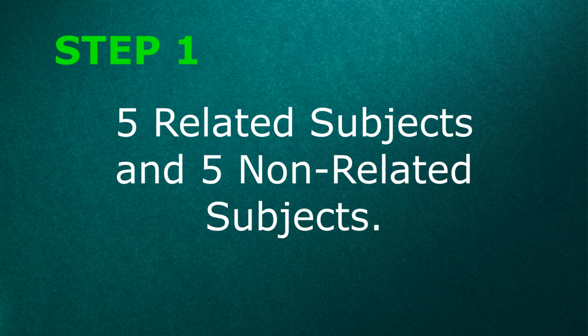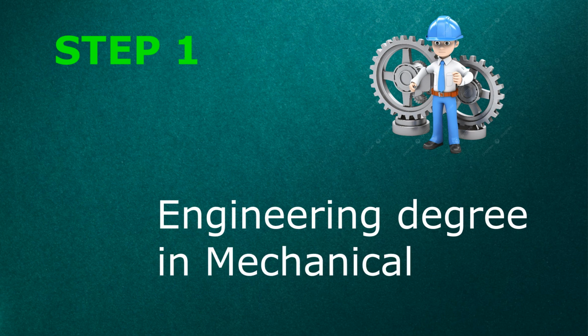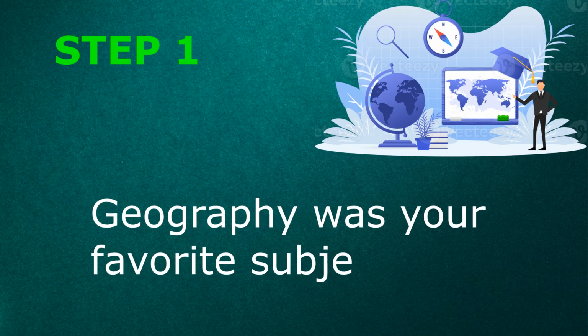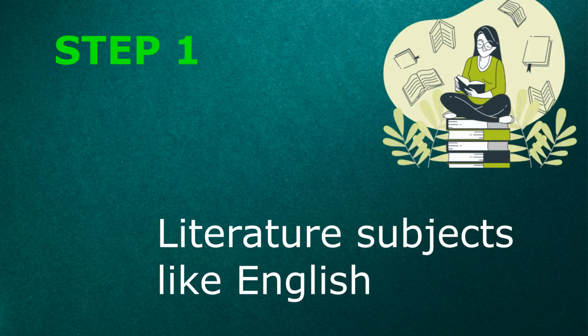Split this into 2 groups, 5 related subjects and 5 non-related subjects. 5 related subjects means subjects with which you already have a connection, like educational background, work experience, or personal interest. For example, if your engineering degree is in mechanical engineering, it should be on your list. If geography was your favorite subject in school, include that too. Literature subjects like English can also fall under this category if you've had deep exposure or interest.